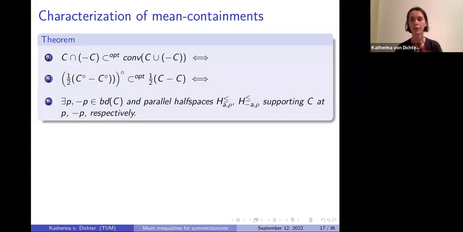We have two hyperplanes supporting our set C from two sides. Those hyperplanes are parallel, and the points of C where it is supported are P and minus P. This is important. For example, if you think about a triangle, you can always take a triangle and support it from both sides with two parallel hyperplanes. But you will not be able to do it in such a way that you have points P and minus P belonging to those two parallel hyperplanes and to the boundary of C.